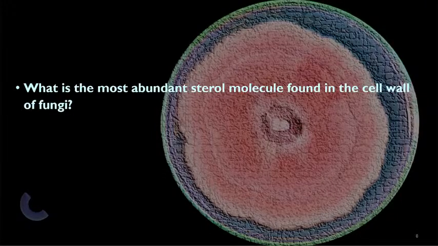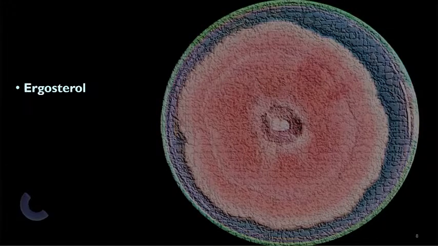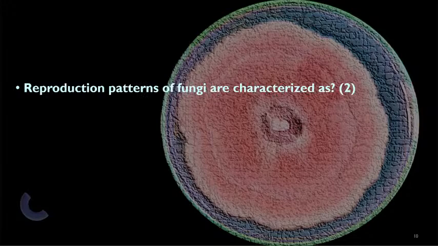Okay, now what is the most abundant sterol molecule found in the cell wall of fungi? Ergosterol. Okay, this is actually what makes it different from the cells of other organisms, which makes it different from other members of the microscopic world. It has ergosterol. Okay. It has two types of reproductive patterns. It could be asexual or sexual.